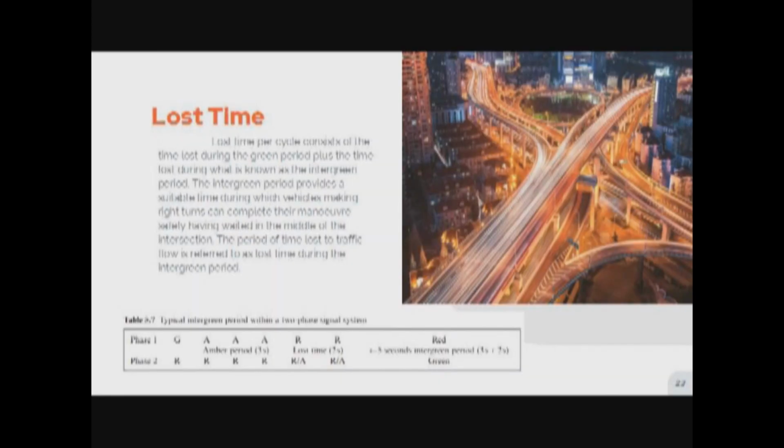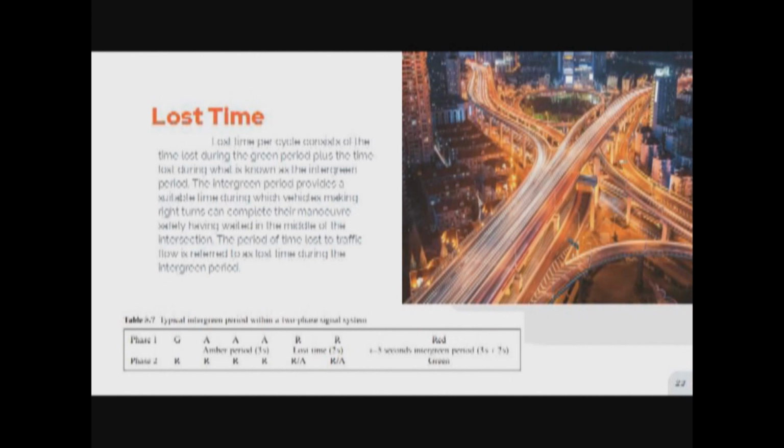So the lost time. Lost time per cycle consists of the time lost during the green period plus the time lost during what is known as the intergreen period. The intergreen period provides a suitable time during which vehicles making right turns can complete their maneuvers safely, having waited in the middle of the intersection. The period of time lost to traffic flow is referred to as lost time during the intergreen period.